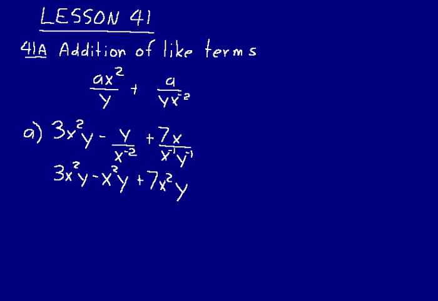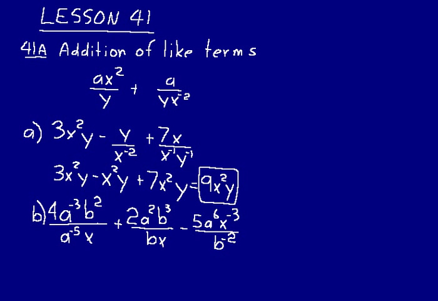If we make all the exponents positive, that helps us more clearly see if we have like terms or not. So now we can just add them together by adding the coefficients. 3 and negative 1 is 2, plus 7 is 9, and so we end up with 9x squared y. So that's the simplification of that expression.